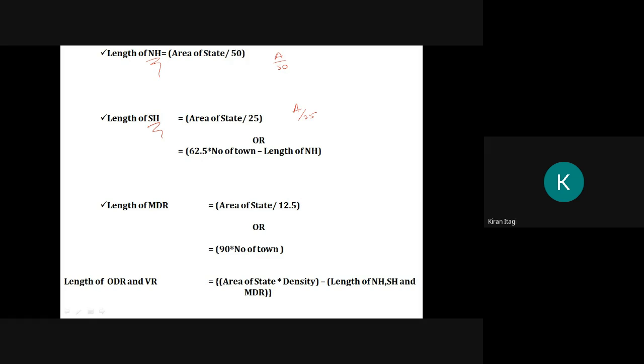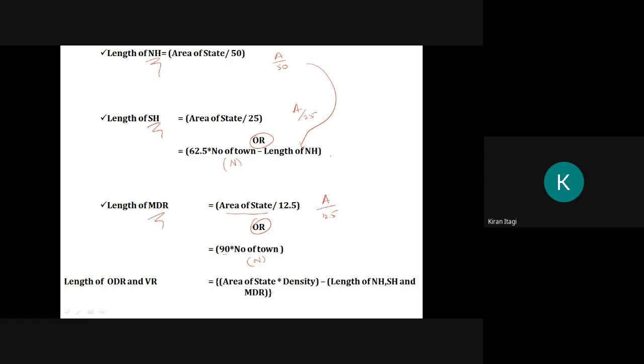Okay, and we have another option, that is 62.5 multiplied by number of towns, which will be given in the question, minus length of national highways. From here you will deduct it. Then the length of major district roads is area upon 12.5, and we have 90 into n.